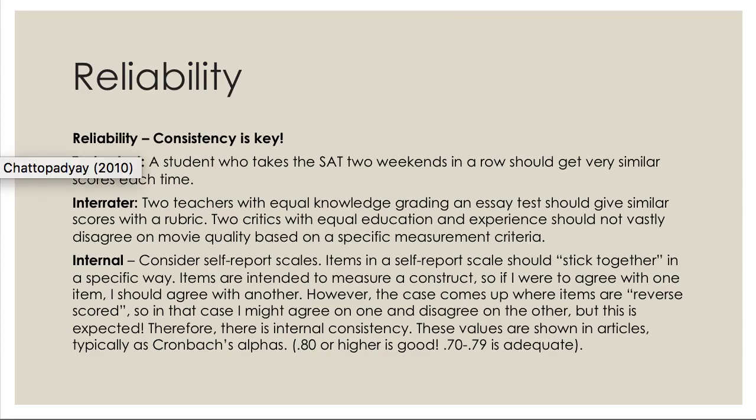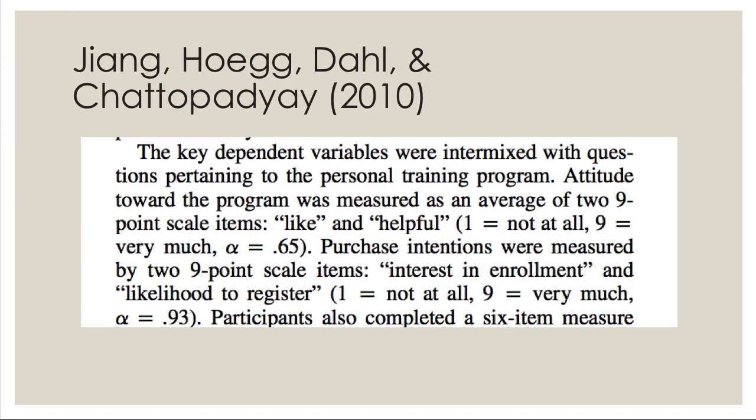But it's still reported, and this is basically helping people judge the quality of the research, okay? So in this article, this is like a clip from an article that I have. And this is where they talk about Cronbach's alpha, which is this right here, this symbol. So they say the key dependent variables were intermixed with questions pertaining to personal training program. Attitude toward the program was measured as an average of two 9-point scale items. So instead of like a 5-point Likert scale, they have a 9-point scale. So they're telling you how it was measured. 1 is not at all. They didn't like it at all. 9 is very much, okay?